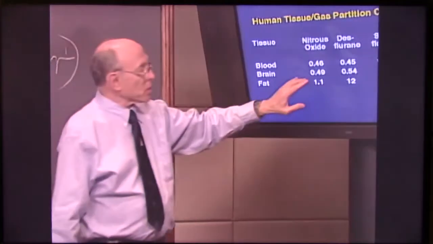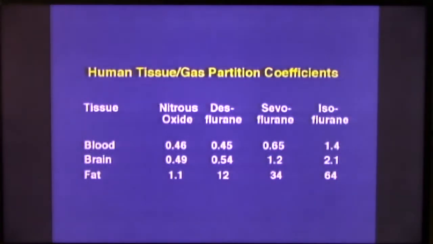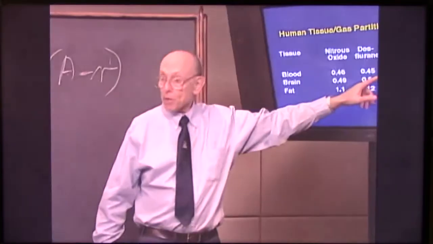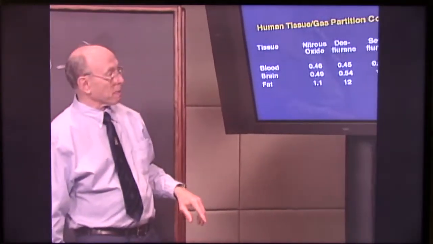We need to note that desflurane and nitrous oxide are very similar in terms of their solubilities in blood and in lean tissues. They're the least soluble of these anesthetics. But they differ significantly in their fat solubilities, with desflurane being 10 times as soluble as nitrous oxide in fat. And as we learned in the study of mechanisms of anesthesia, that probably explains why desflurane is much more potent than nitrous oxide. At least it explains part of it.